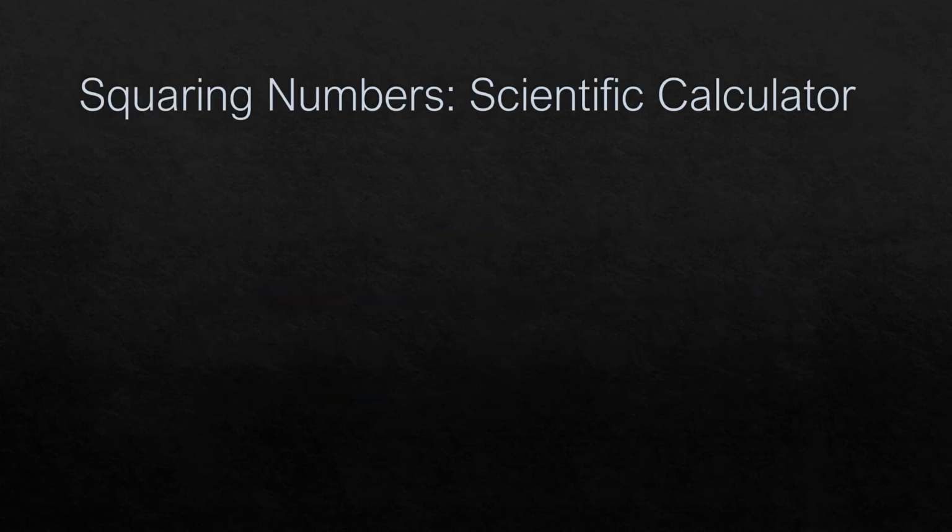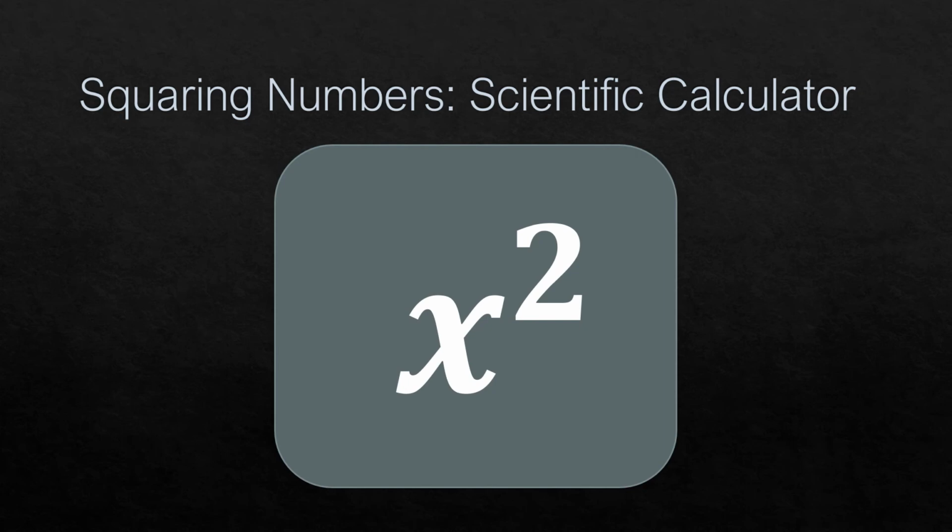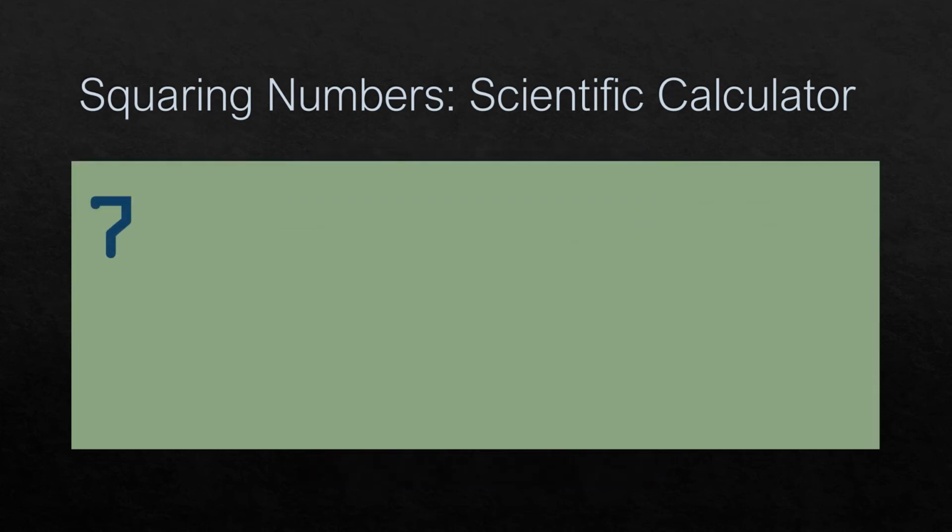For a scientific or graphing calculator, there should be a button that quickly squares numbers for you. Look for a button similar to this, with X or A or some other letter as the base and a superscripted 2. To use this feature, type in the number you want to square. Then press the X squared button and it will fill in the superscripted 2 for you. Then press equals or enter to get your answer.